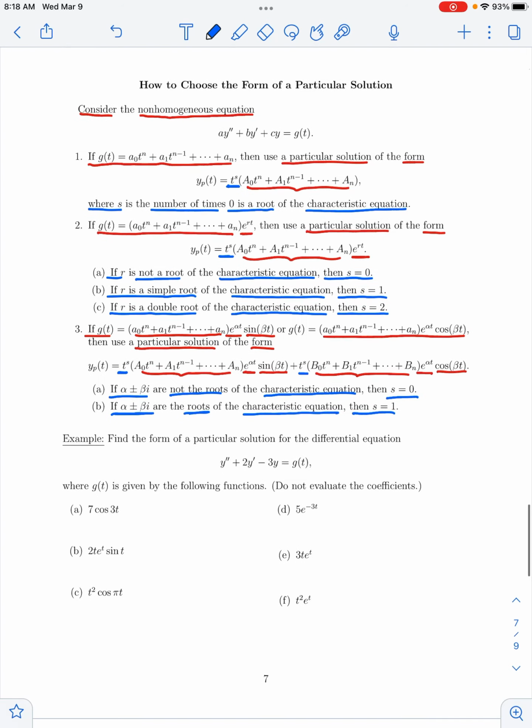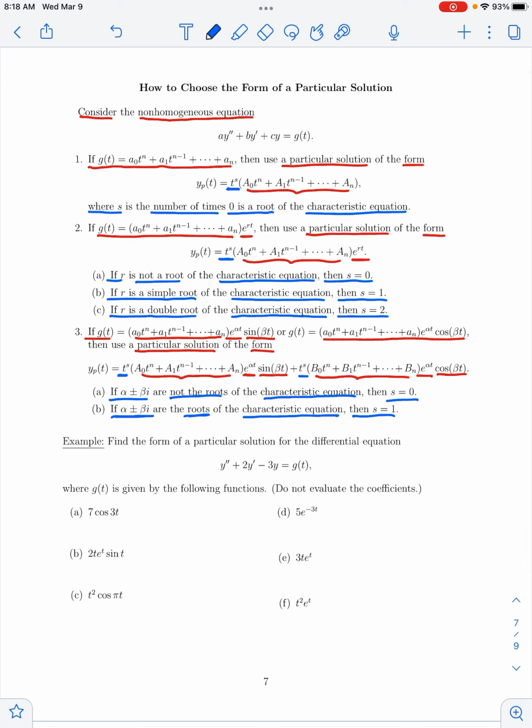So let's consider an example of choosing the correct form of a particular solution for a non-homogeneous equation. In this example, we're asked to find the form of our particular solution where g of t is a given function. We'll consider several different parts here. Now we know that we first have to consider the solution of the homogeneous equation.